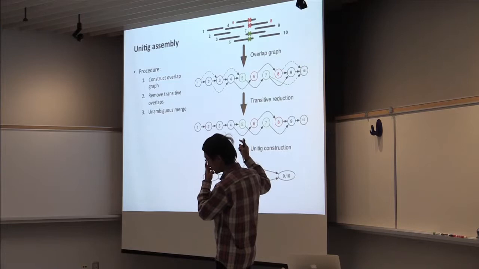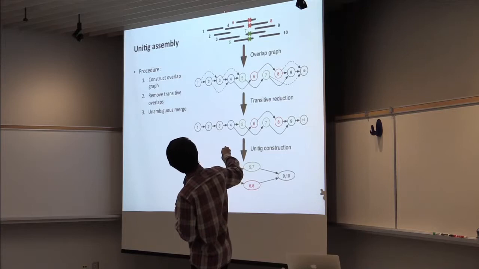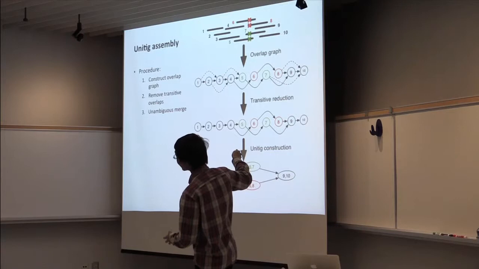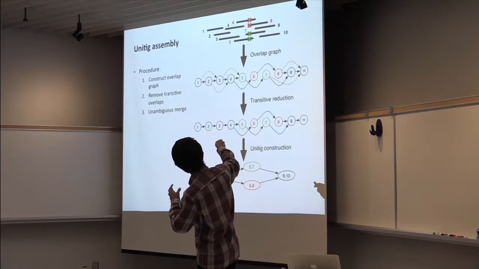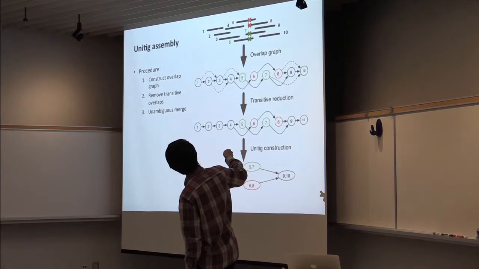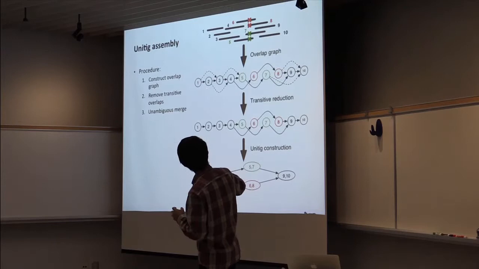Here's a cartoon. In this cartoon, each bar is a read. We are talking about human, so there are heterozygous sites. Here there's a heterozygous site, and reads 6 and 8 have this red allele, and reads 5 and 7 have this green allele. Imagine there's a reference genome here, and this is the read mapping. You have significant overlap between 1 and 2, and so you start to build the overlap graph. In this graph, each node represents a read.